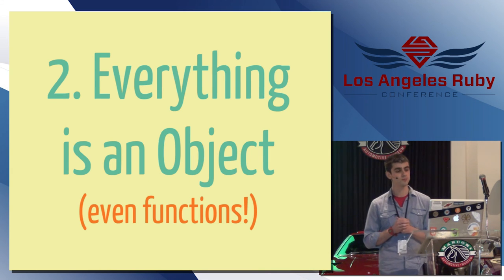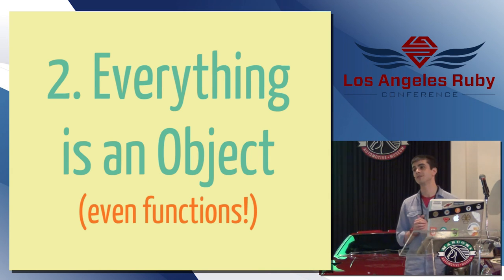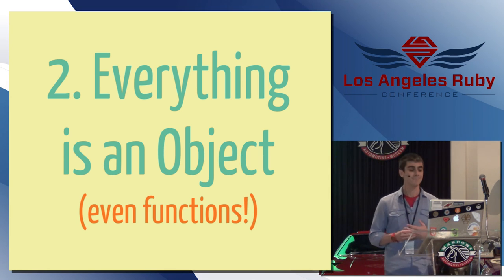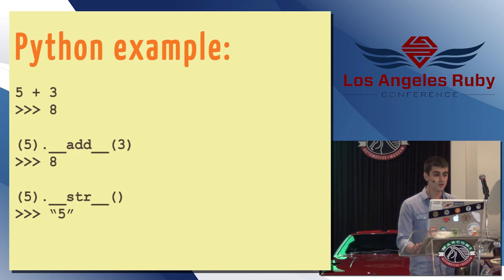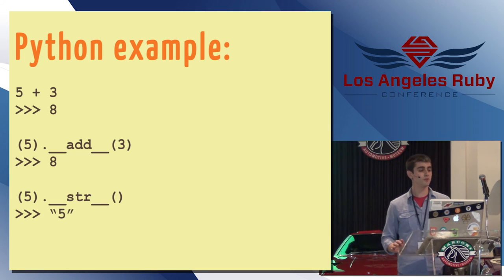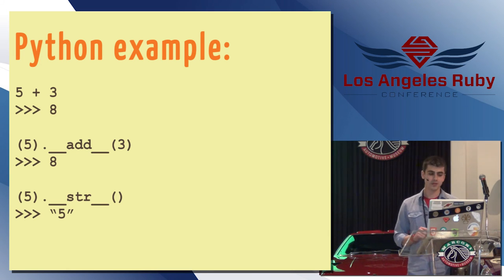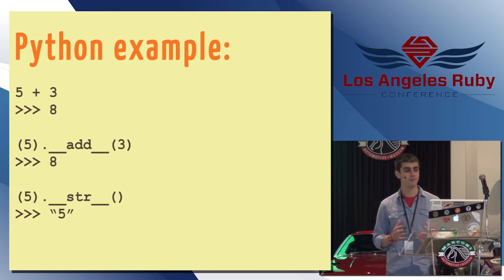Another thing that's just like Ruby is pretty much everything is an object. You might even argue that it is more consistent than Ruby because even functions are objects. More on that later. So here's a Python example. Just like Ruby, 5 plus 3 is 8. But that plus right there is just syntactic sugar provided by the interpreter.